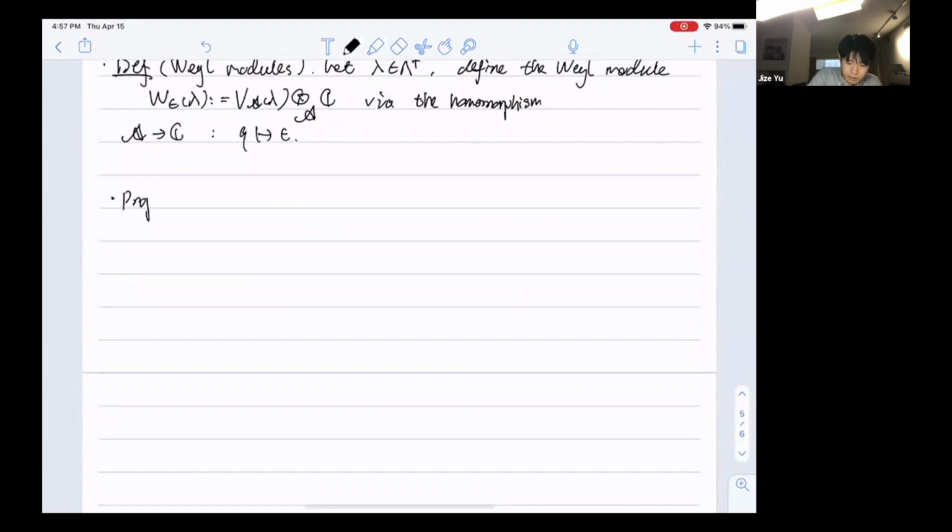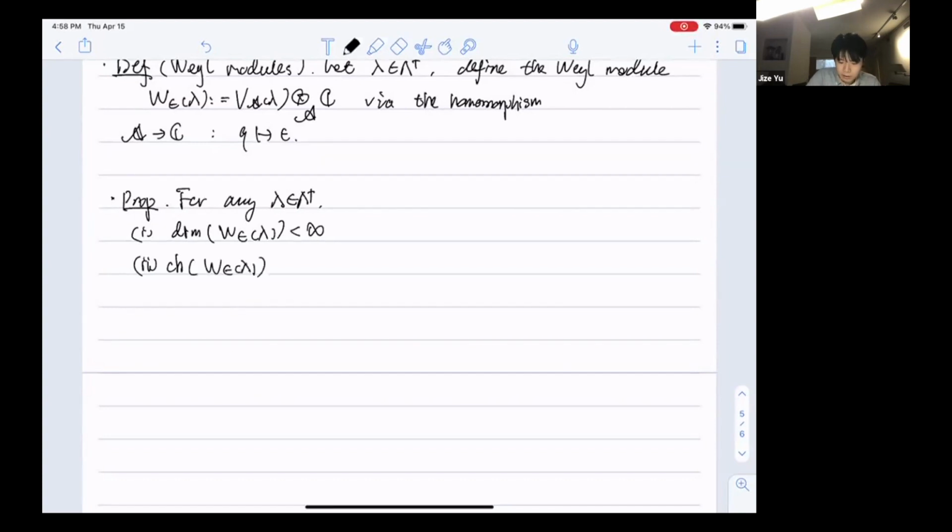So here is the proposition for Weyl modules. For any dominant lambda, first of all, the dimension of W epsilon lambda is finite. And the character of W epsilon lambda is given by the Weyl character formula.